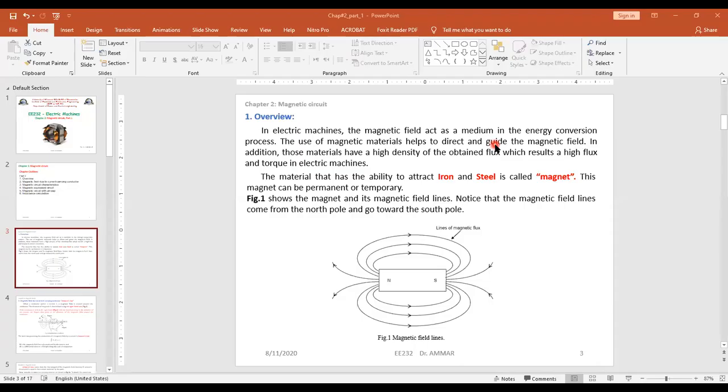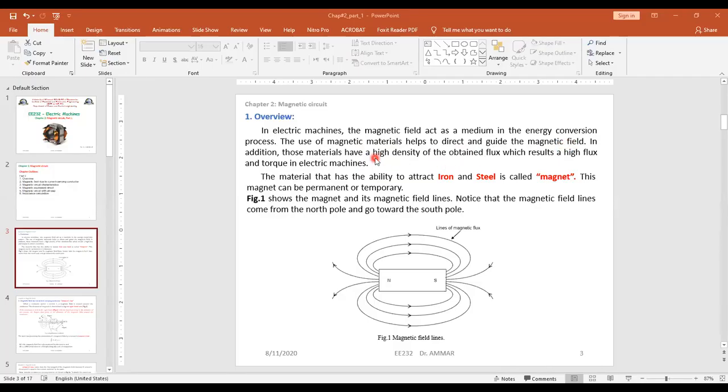So why do we call them magnetic materials? Because not all materials can guide or transform the magnetic field similarly. There are specific materials that have the ability to guide the magnetic field, and we call those magnetic materials. So the use of the magnetic materials helps to direct and guide the magnetic field.